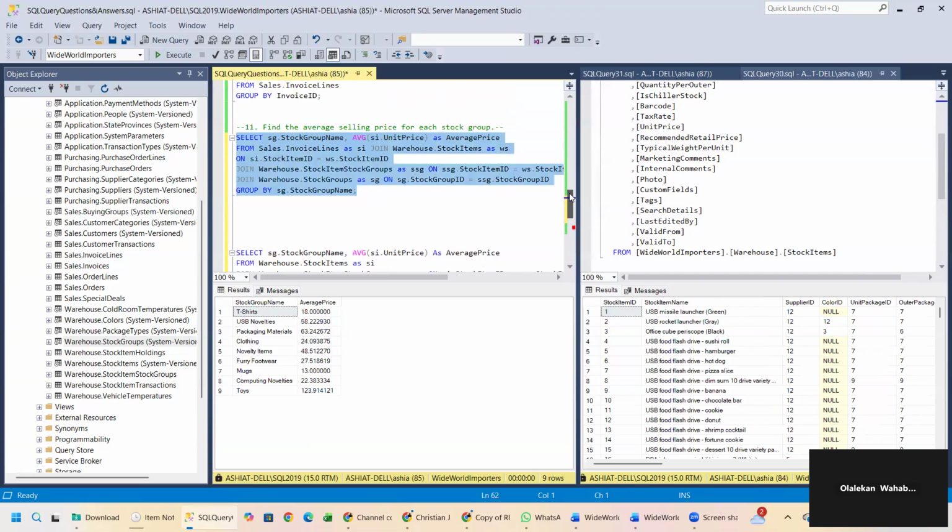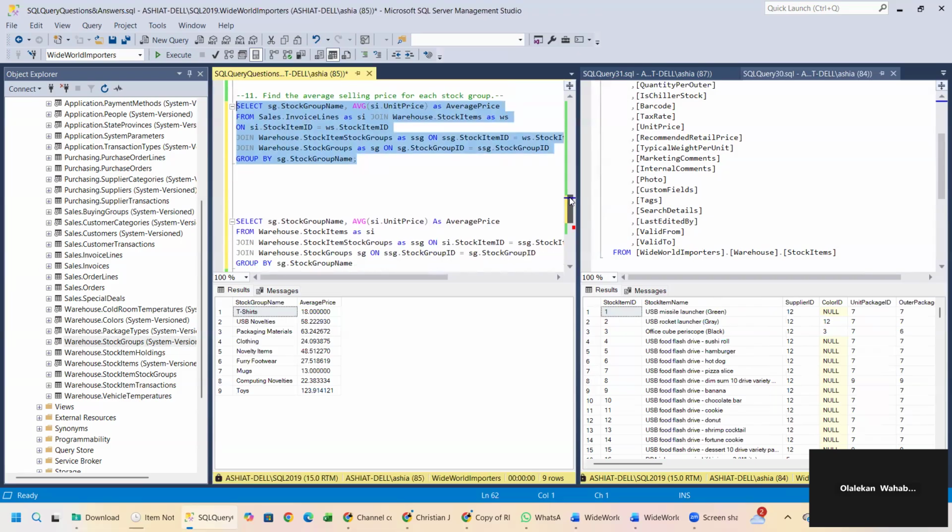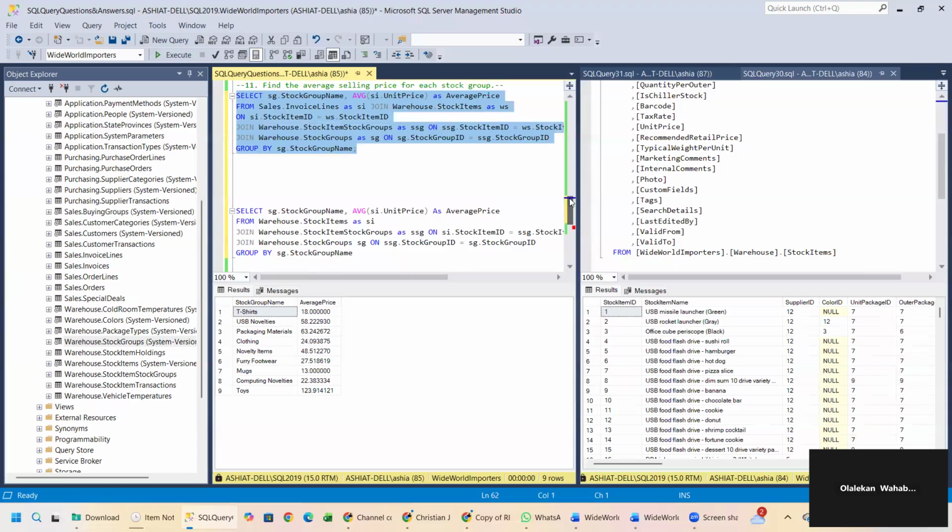When we look at the question, find the average selling price for each stock group. Is it necessary to use the unit price from invoice line or the unit price from stock item? Let me run both queries and see. Stock item will be better because in accounting, anything that has to do with stock is more of the cost of sales, while the one that has to do with invoice is the selling price.